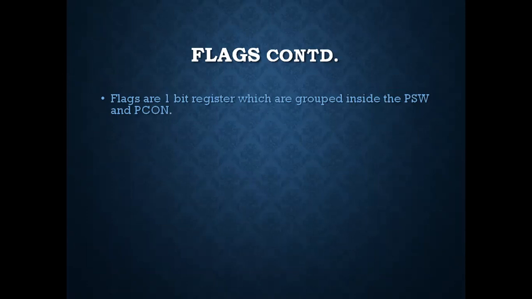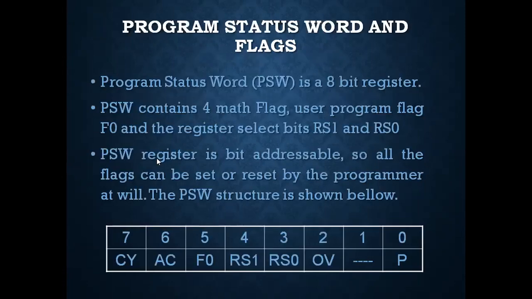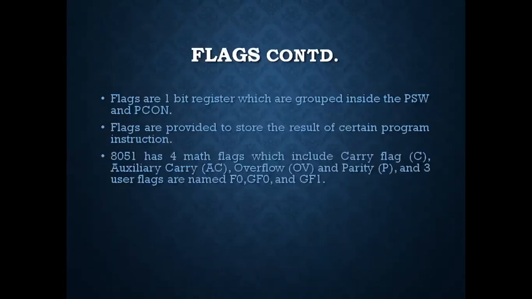In the power control register, we'll go to that. It is somehow related with the general purpose flag, that is F0 in the previous slide. This F0 is connected to the power control register. Now, flags are provided to store the result of certain programs. As we have already discussed, the program status word stores some status of the program.